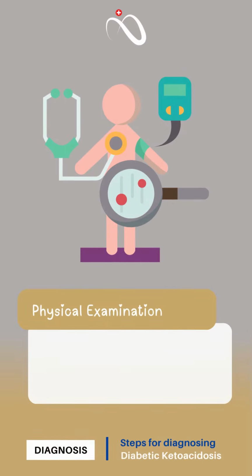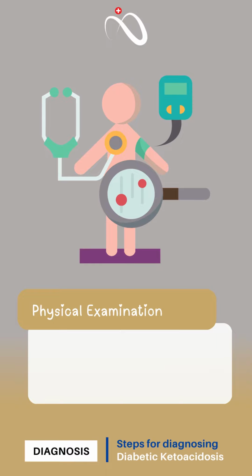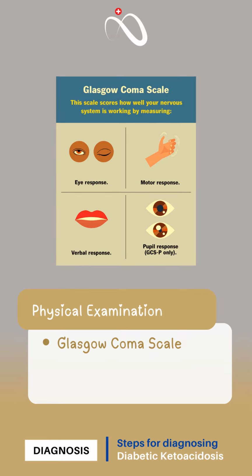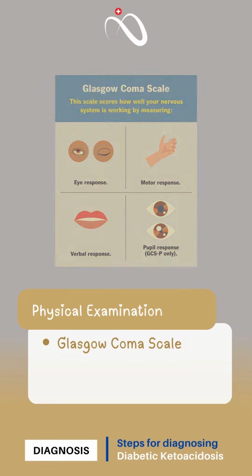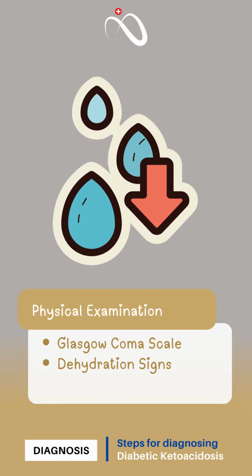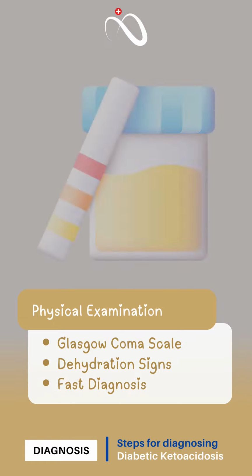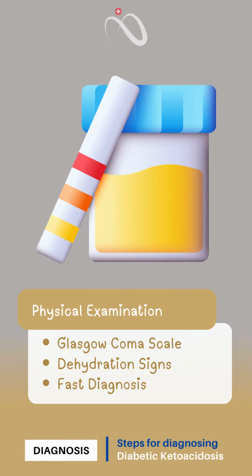Next, perform a thorough physical examination. Focus on the ABCs. Assess vital signs, especially the Glasgow Coma Scale, to gauge severity. Look for signs of dehydration. And support a fast diagnosis by checking random blood sugar or using a urine acetone dipstick if available.